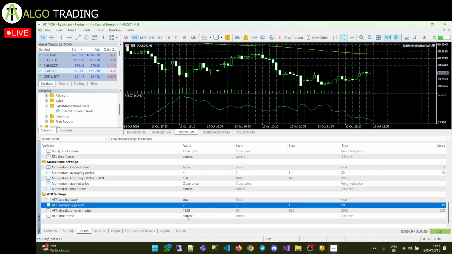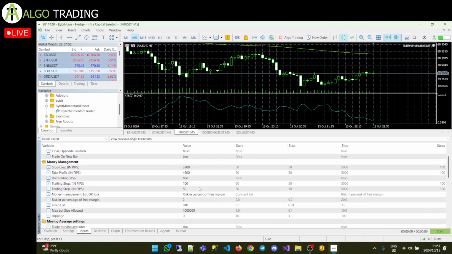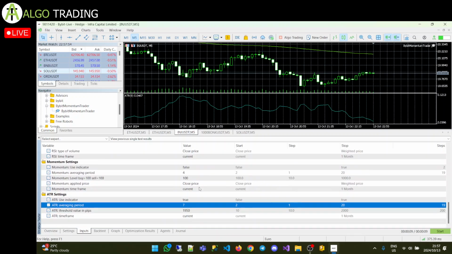But remember, do not use ATR by itself. It is not a directional indicator. It is a market strength indicator. So you could combine the ATR with any other one of these indicators to avoid trading in sort of a ranging market. And that is basically it.